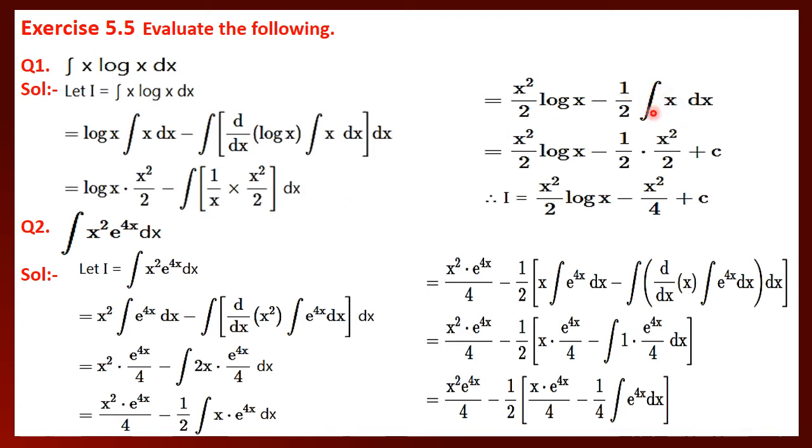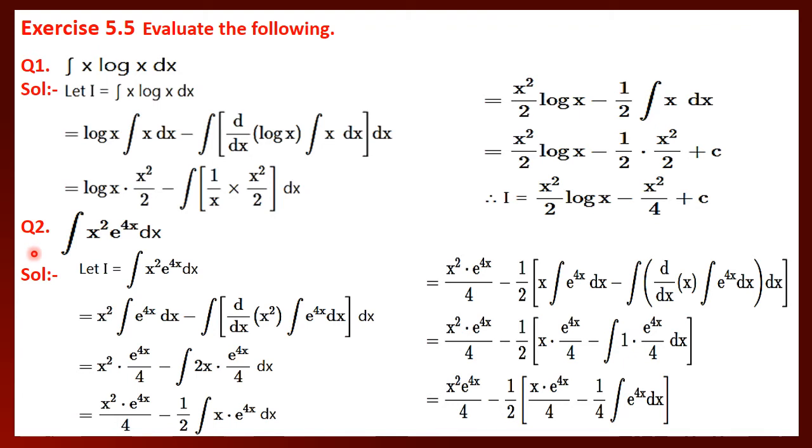Now we have to integrate this term again. So first term as it is, minus half into integral x dx, which is x square upon 2 plus c. So I, that is the given integral, is equal to x square upon 2 log x minus x square upon 4 plus c.